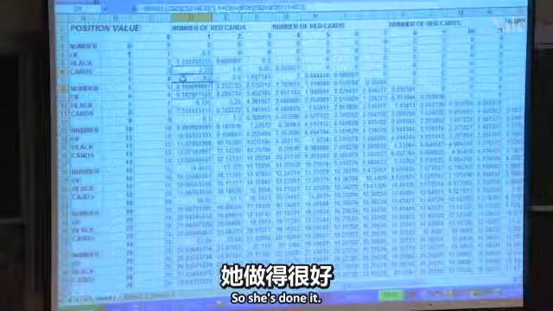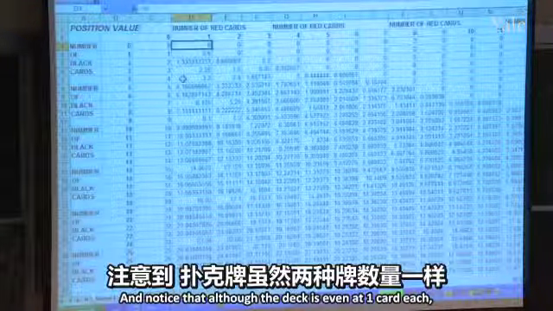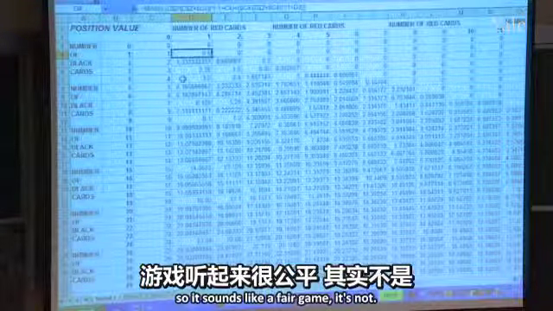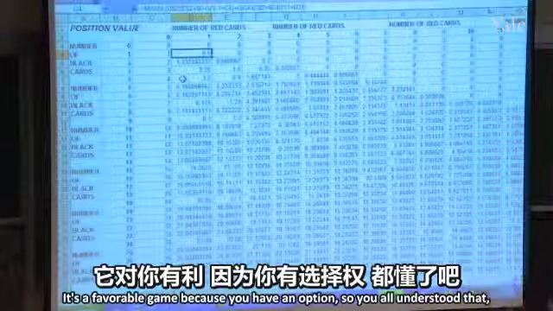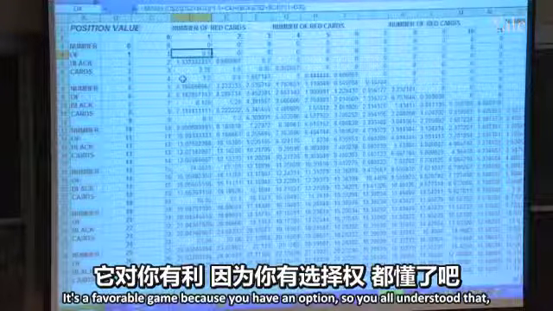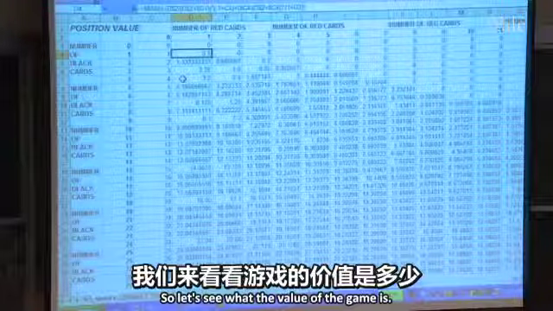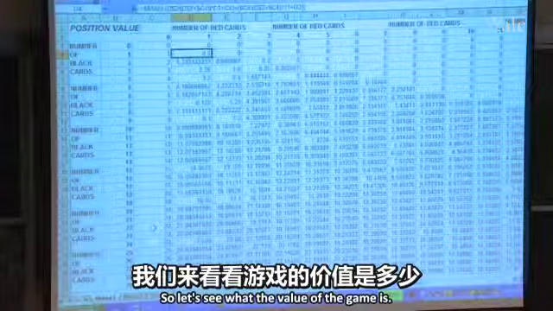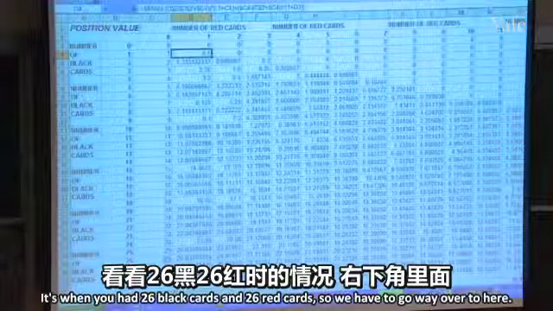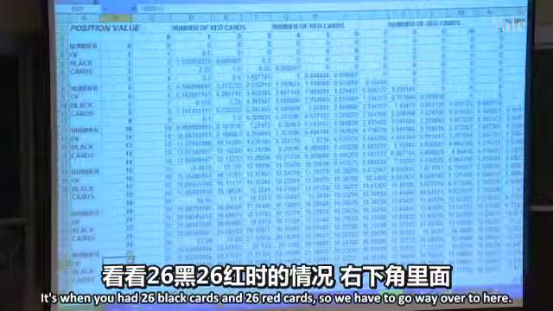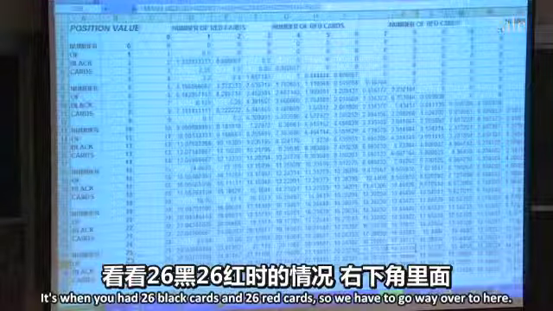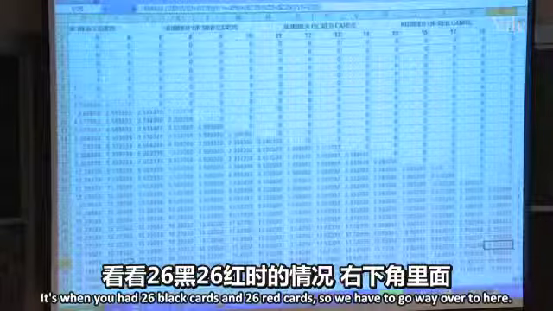So she's done it. And notice that although the deck is even at one card each, so it sounds like a fair game, it's not. It's a favorable game because you have an option. So you all understood that. But the option is much more valuable than you think. So let's see what the value of the game is when you have 26 black cards and 26 red cards. So we have to go way over to here.